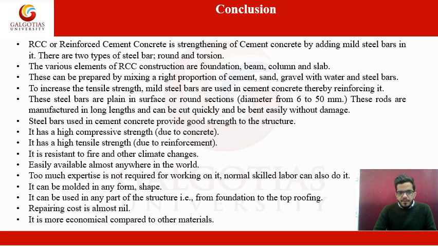These can be prepared by mixing the right proportion of cement, sand, gravel with water and steel bars. To increase the tensile strength, mild steel is used in cement concrete, thereby reinforcement. These steel bars are plain in surface or round sections. Diameter should be around 6 to 50 mm. These rods are manufactured in long lengths and can be cut quickly and bent easily without damage.